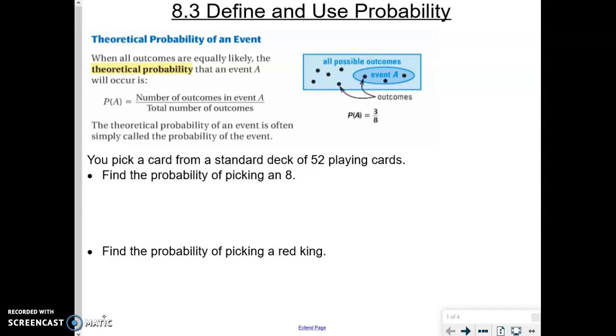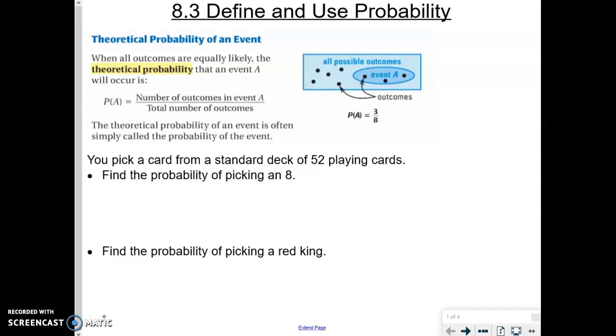So when you talk about probability in its general form, it's the number of outcomes in event A over the total number of outcomes, as you can see in our little display there. There are 3 events that occur in event A, and there are 8 outcomes overall, so the probability of choosing something from event A would be 3 out of 8. Another way that you'll hear me say from time to time is that it's the number of successes over the total number of outcomes.